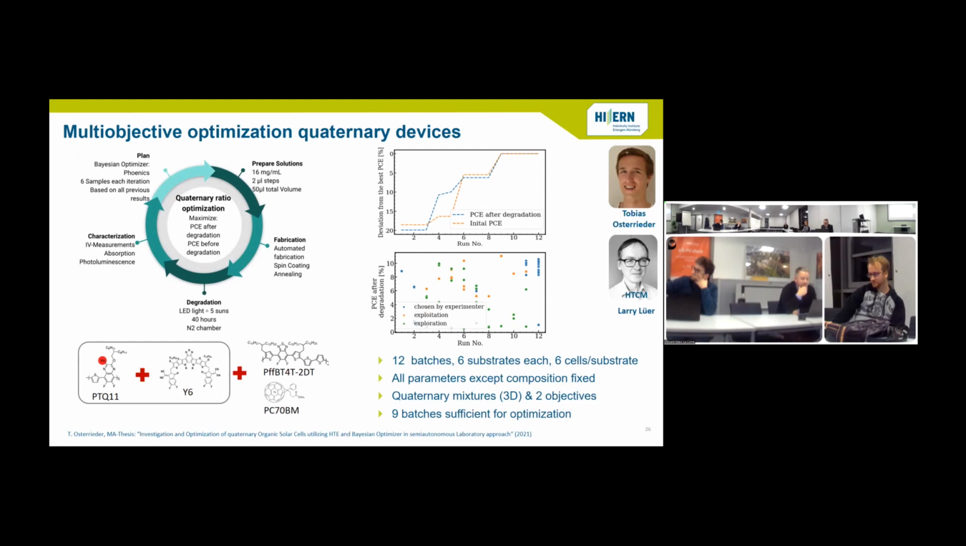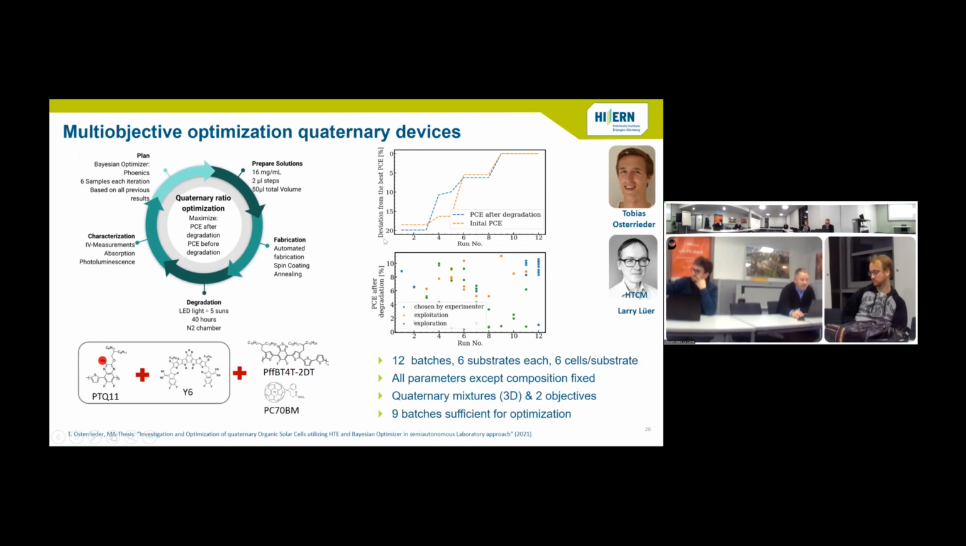We do batches of 6 substrates each, so we process 6 substrates at certain conditions. We measure them, or we predict their performance if we don't have measurements yet. And from this data, we have a Bayesian optimizer tell us actually what are the next 6 substrates that we should make in order to approach a certain criteria for performance and or a certain objective.